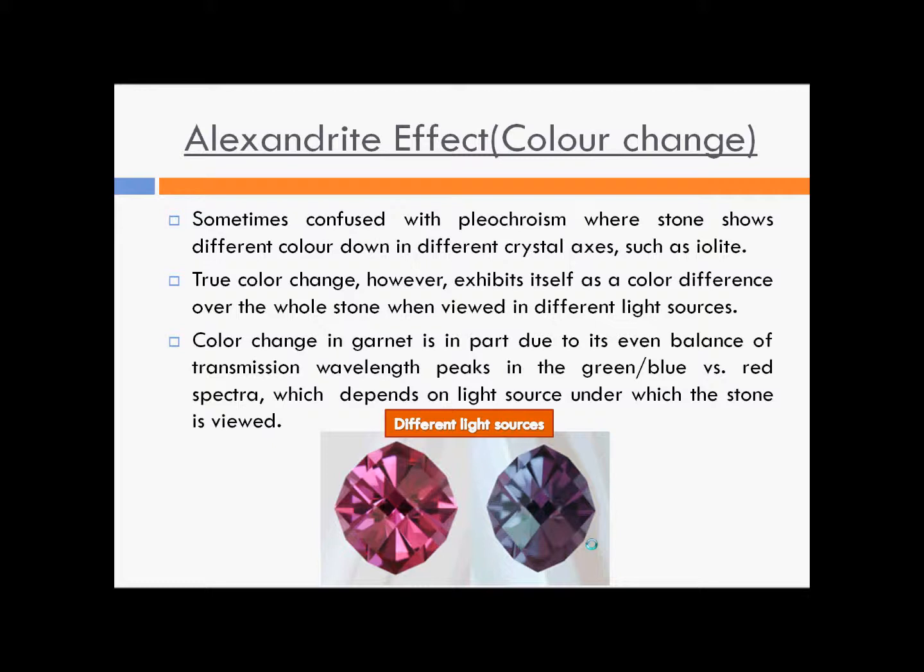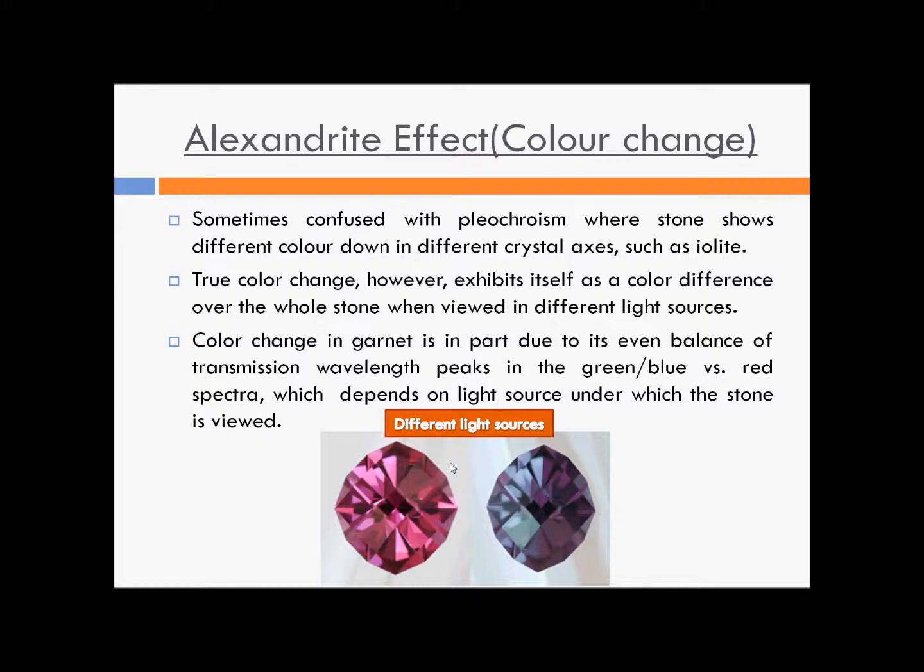Color change in garnet is in part due to its even balance of transmission wavelength peaks in the green, blue, white, and red spectra, which depends on the light source under which the stone is viewed. As you can see here in the picture, we have on the left side the garnet that is viewed under incandescent light, and on the right side we have the garnet that is viewed under fluorescent light. As you can see, the color is changed. Color change is due to change in the color of incident light.